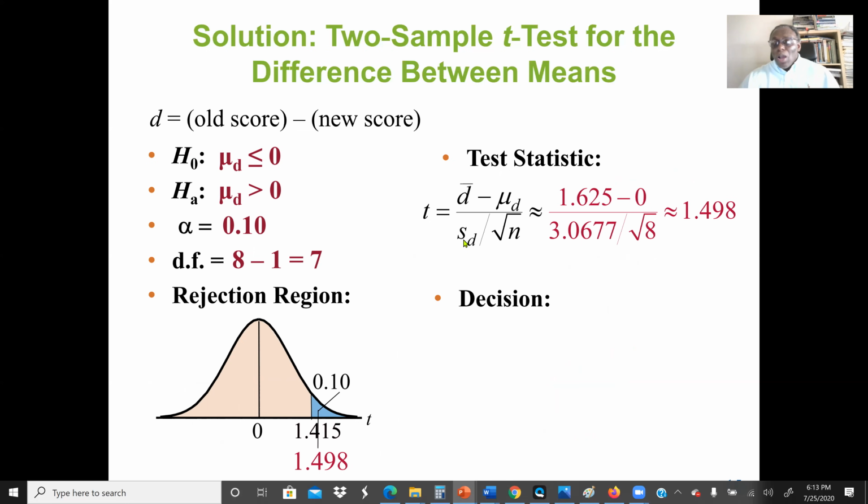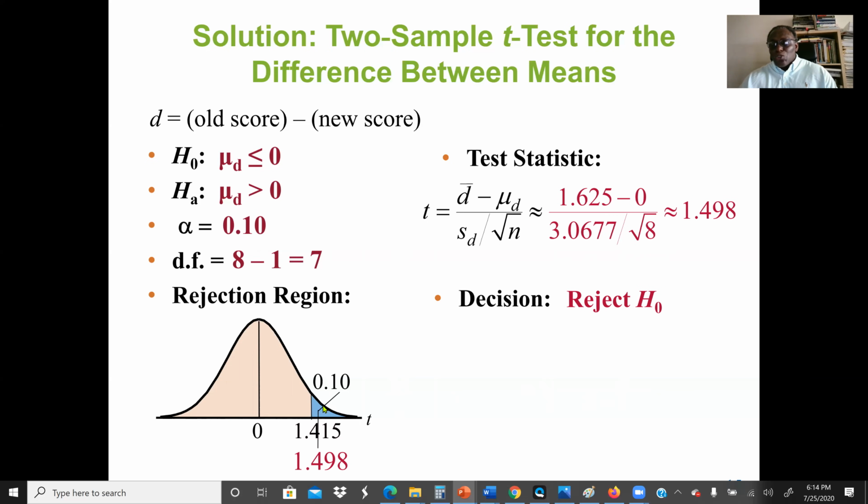So the next step now, we move to our test statistics. The reason why we look for D and the reason why we look for SD, we need a D and a D mean in order to find the SD. So now we know the D mean is 1.625, and we know the SD is 3.0677. The size is 8 again, so we divide by the square root of 8. Our MD will be 0. That's what we have here. So we get 1.498.